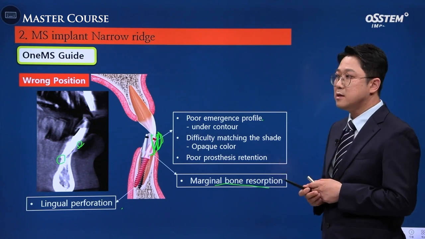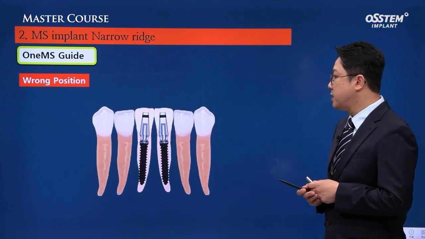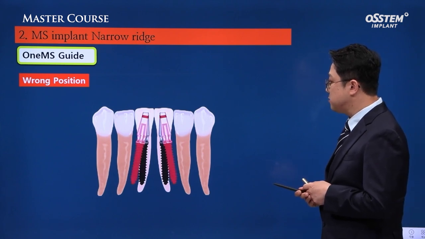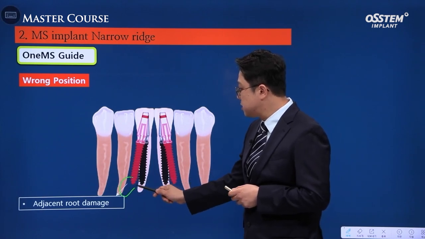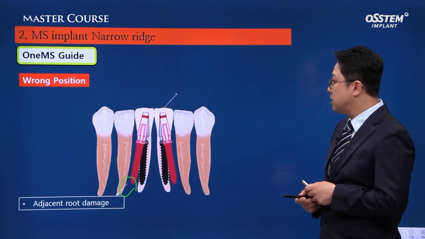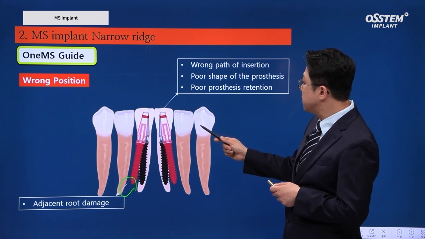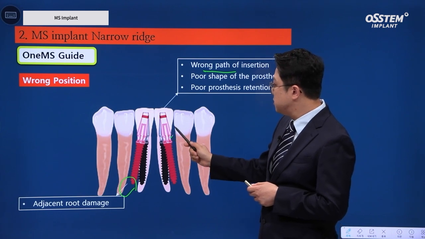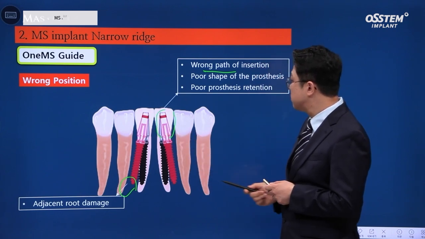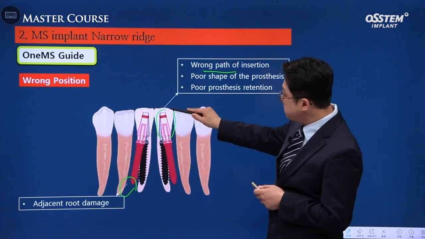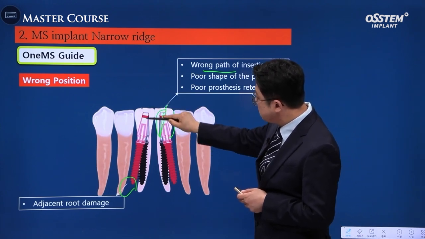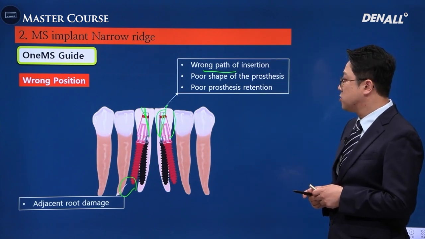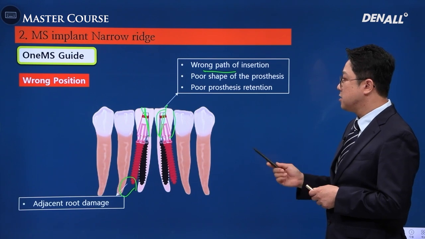If you place multiple implants, and if they are placed with a good path, then it is great. But if the angle is deviated, it can be in contact with adjacent teeth. If the path is not good, the insertion path will become unfavorable. This can lead to the necessity of prepping the implant. Because the path is not good, if you prep it, then retention will not be ideal. Depending on the implant direction, it will become very difficult to fabricate the prosthesis.